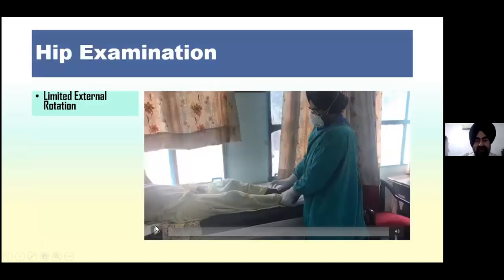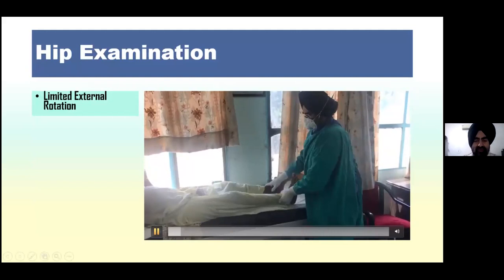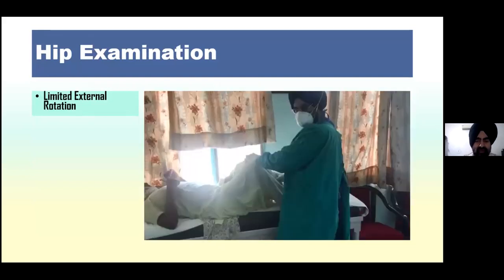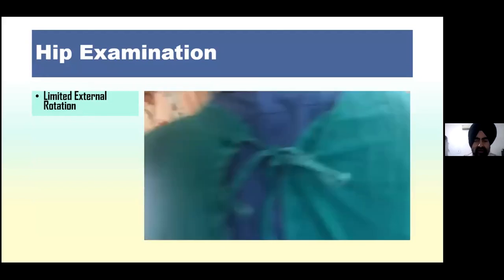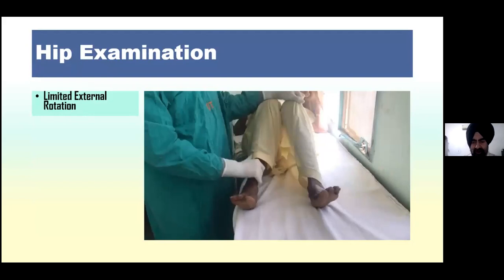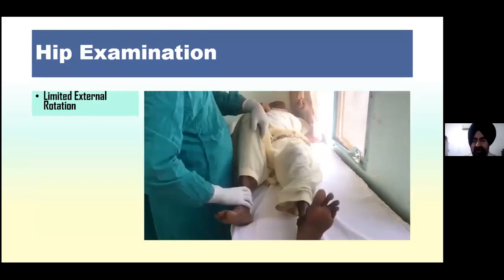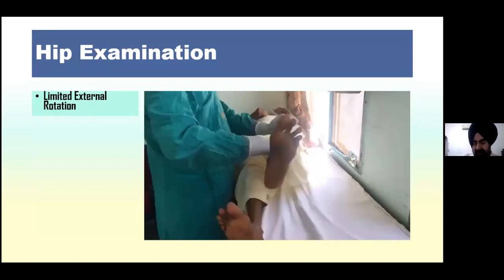I will show you. In my case, see, there is an adduction contracture on both the hips, and see, internal rotation is limited on both sides. There is limited internal rotation, and external rotation will also be limited. See, he is not able to keep her foot on the opposite knee. The internal rotation is again limited.